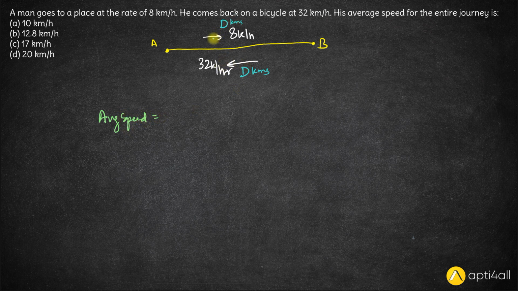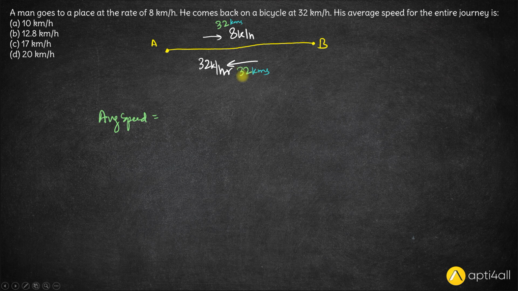Now, to make things easy, you can also assume some value of d. And the best thing would be to assume the value of d as the LCM of 8 and 32. LCM of 8 and 32 is 32 itself. So let's assume d is 32 kilometers. So while going, he travels 32 kilometers. While coming, he travels 32 kilometers.